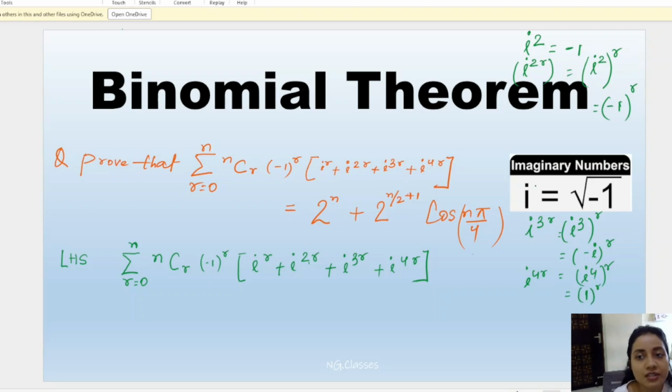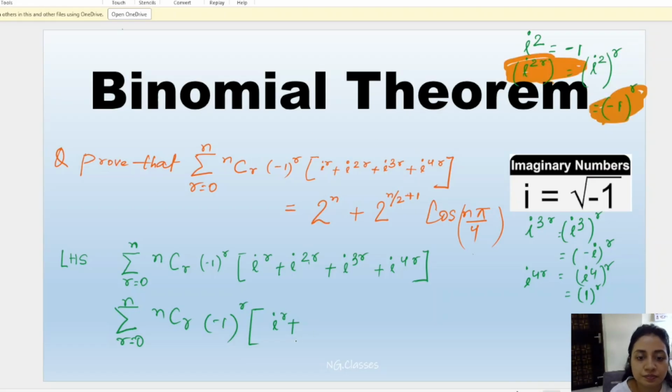Now let's substitute all these in our expression. So we are going to get summation r from 0 to n nCr (-1) to the power r, i to the power r we will keep as it is, i to the power 2r can be written as (-1)^r. Let me highlight it. i to the power 3r we have also calculated, this one, yes, we can replace it with (-i)^r. And i to the power 4r can be written as 1 to the power r. So this is what we are having.